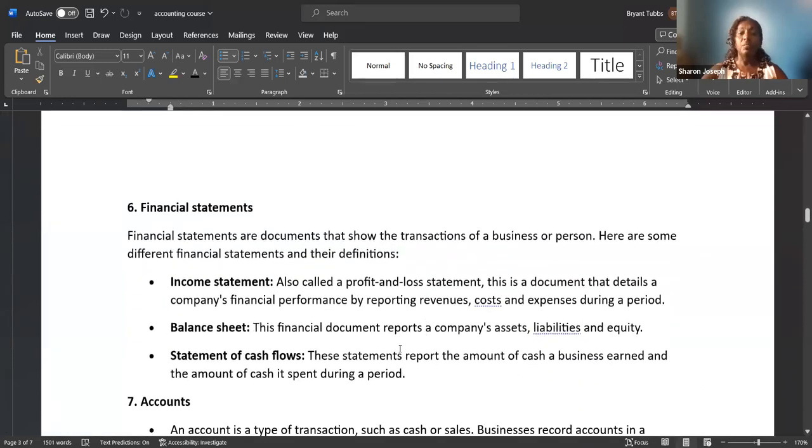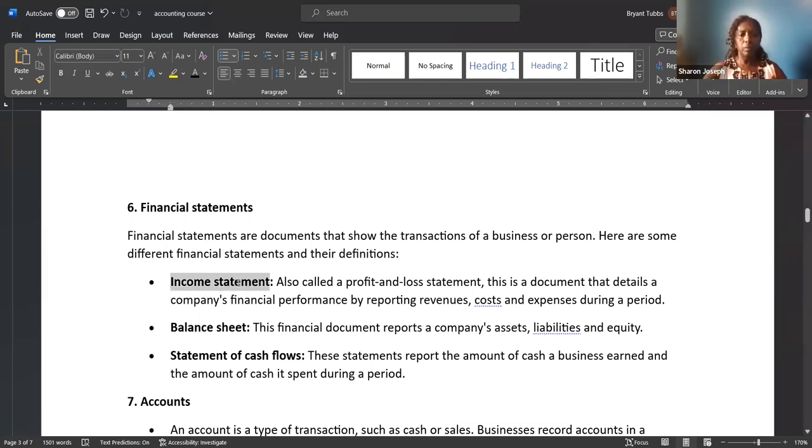Next concept is financial statements, right? So this is where the money meets the road. This is where you do all of your reporting. It's the documents that basically summarize all of the transactions for the business or a person, because you can have personal financial statements also. So here are some different types of financial statements and their definitions.